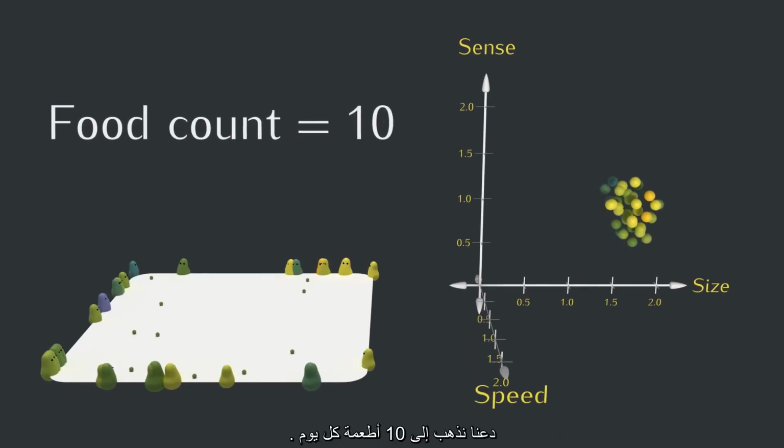Let's see what happens if we change the environment more explicitly. Let's go to 10 food each day. It's pretty clear that this won't be able to support the population of about 50 creatures we currently have, so the number of creatures will go down, but what else will happen? I don't know, we'll just have to see.